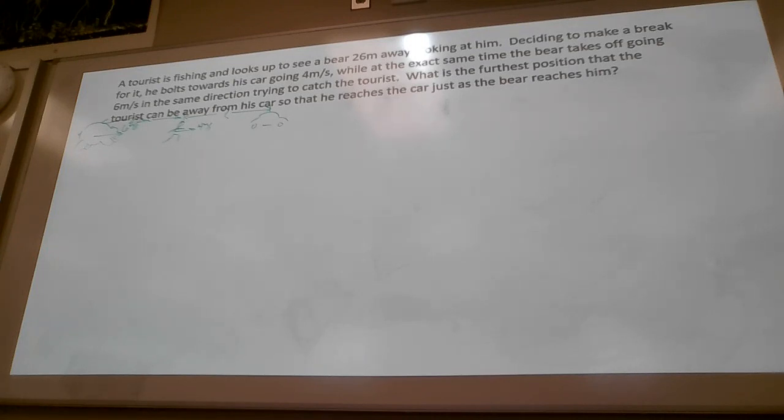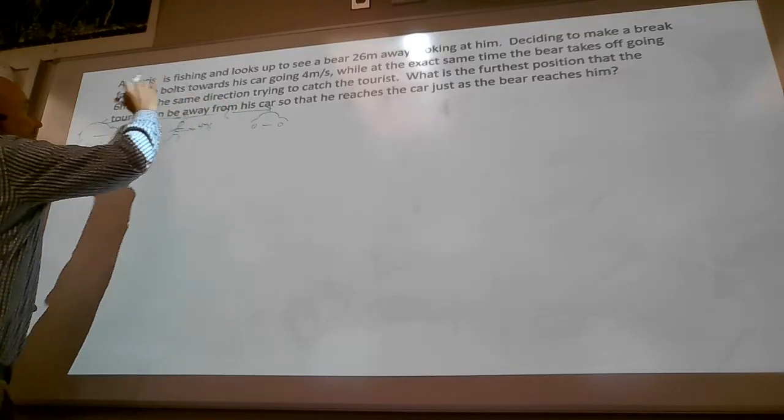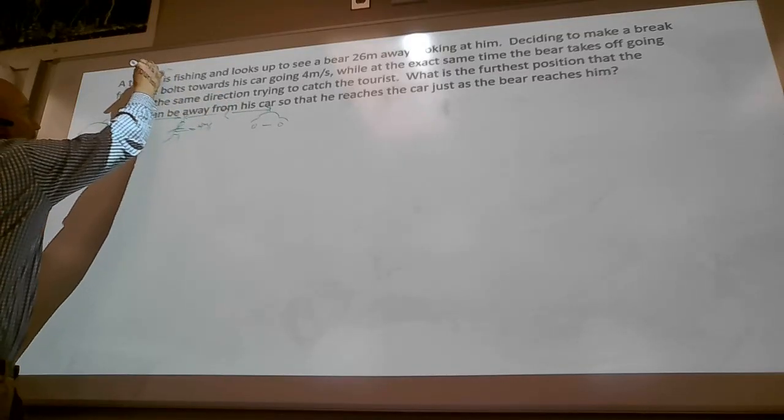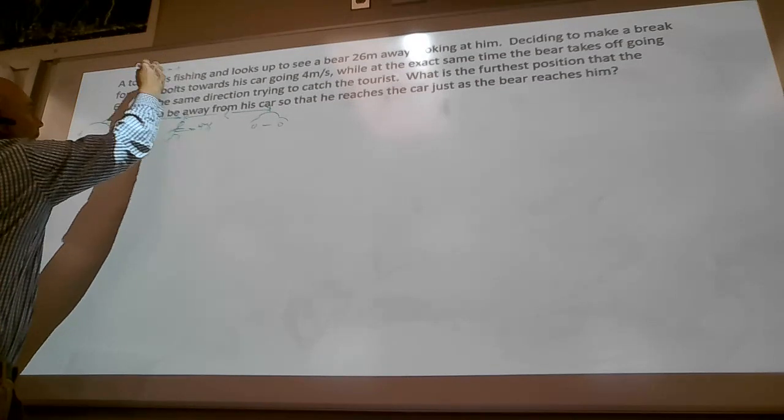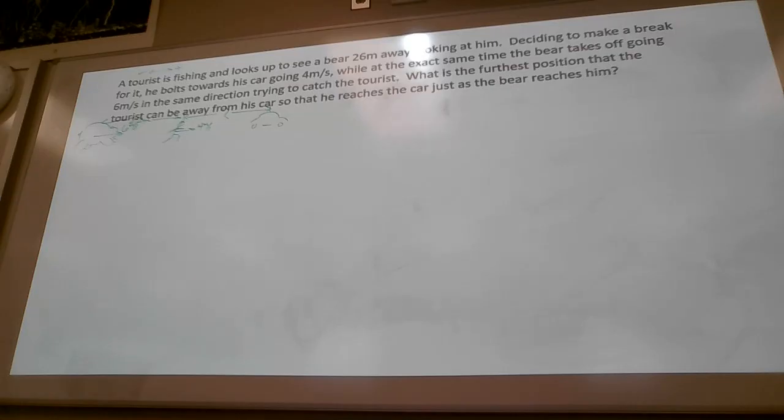Okay. Now, here's another thing. If I don't specify which way is the positive direction, make the way they're moving the positive direction. That way, so long as you don't turn around, distance and displacement are kind of the same thing, and velocity and speed, the same thing. So I'm going to make to the right positive and to the left negative. Okay.